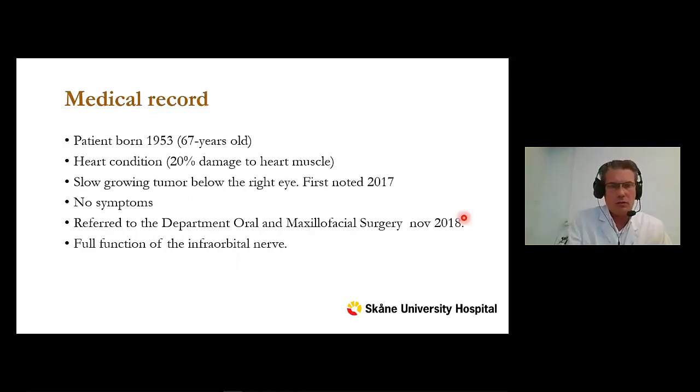The patient in this case was 67 years old, and prior to this event he had a heart attack a couple of years ago. Otherwise he was perfectly healthy. He had first noted a lump growing slowly beneath the right eye, and he had no symptoms at all. He was referred to our department in November 2018. The sensory nerve below the right eye was fully functional.